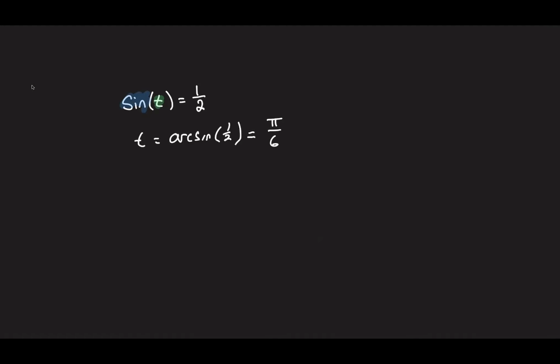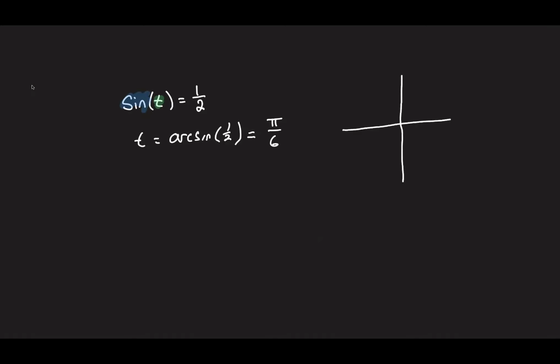The tricky thing about this is we don't have this as the only solution. We know that sine is periodic, so there are going to be multiple solutions. One thing I could do is add 2 pi to this and get another solution, or add 4 pi or 6 pi. I could subtract as well. I could add or subtract any multiple of 2 pi and I would get a solution to this. But we also have other solutions.